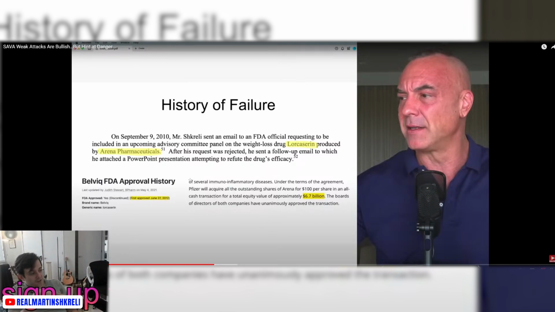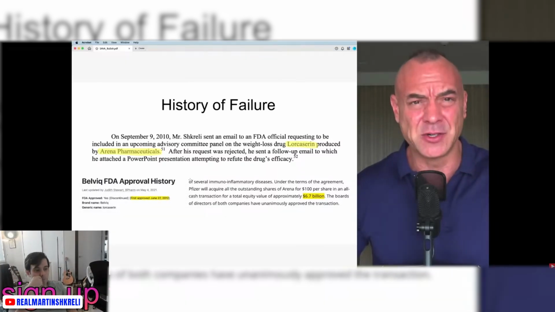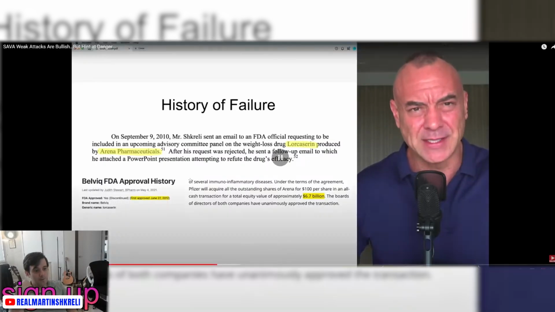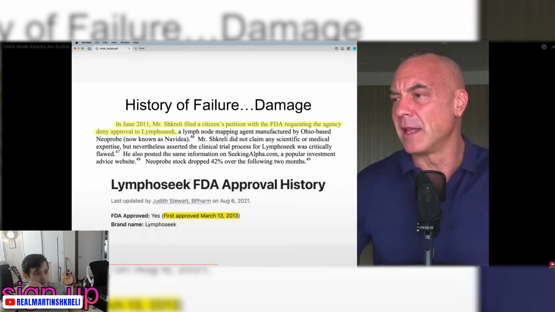Lorcaserin I was against, and guess what happened here? The FDA pulled the drug from the market. And that was in 2010, and the drug was approved in 2012, and Arena, whose drug it was, was bought out for 6.6. The drug was discontinued. The FDA forced the drug off the market, actually. Arena was bought out for another drug. And then 2011, same thing.